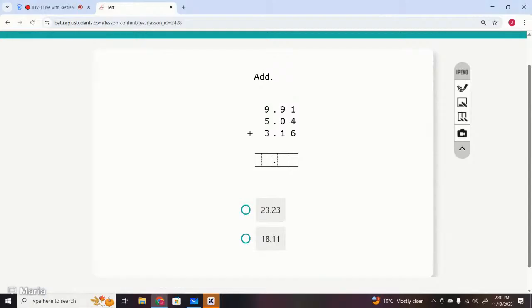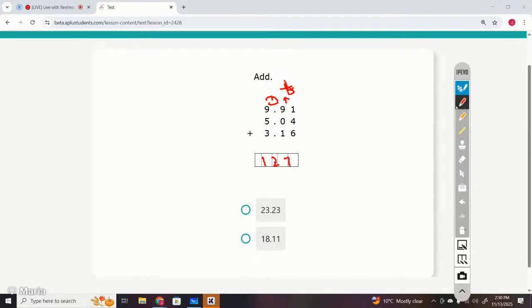Add 9.91, 5.04, and 3.16. So start adding the digits that are at the hundredth position. So let's just add 6 and 4, 10 and 1, 11. Write 1 and carry 1 to the digits that are at the 10th position. So 9 and 1, 10 and 1, 11. Write 1 and carry 1.